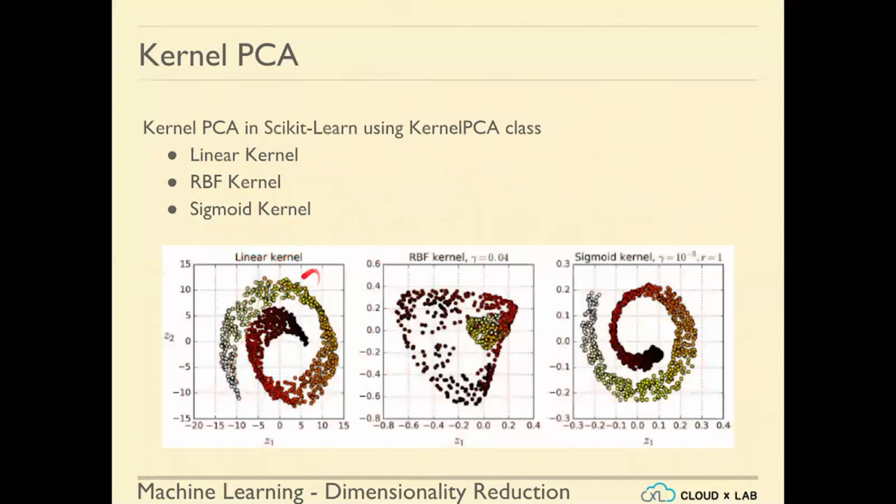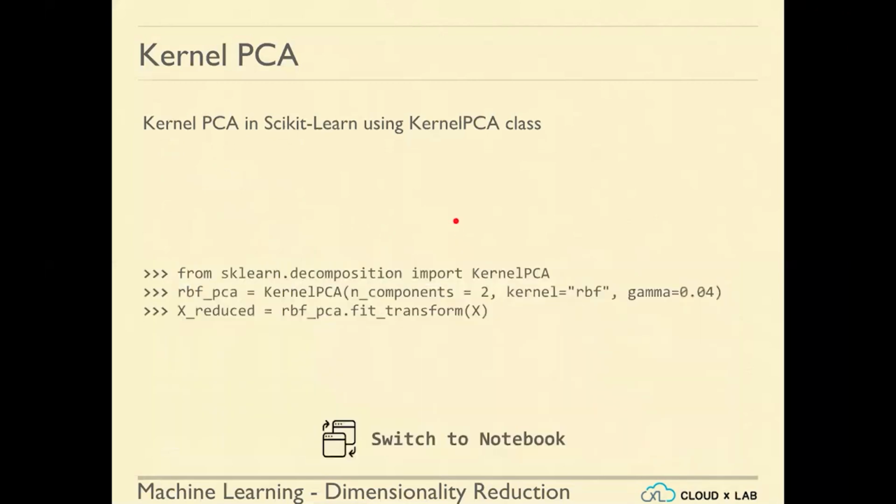So if, let's say, you're using the linear kernel, you will get this kind of result. If you use an RBF kernel, you'll get this kind of result. And if you use a sigmoid kernel, this is what you will get. So it is kind of unrolling it in certain forms. Okay, so you can take a look.